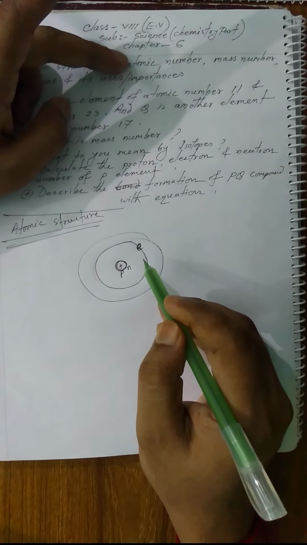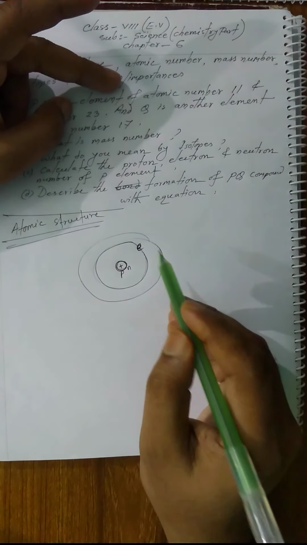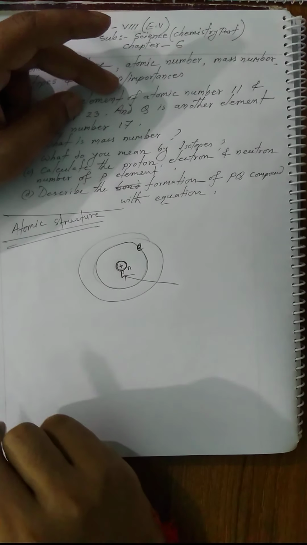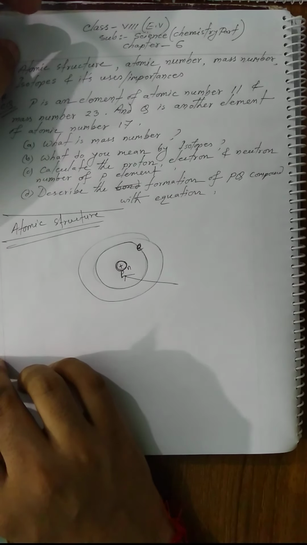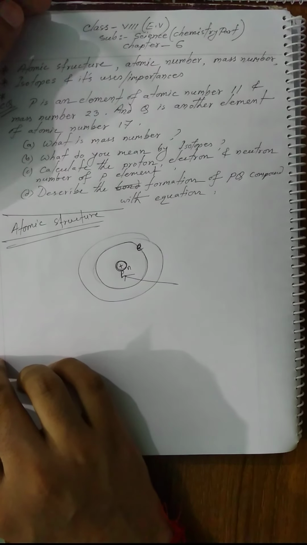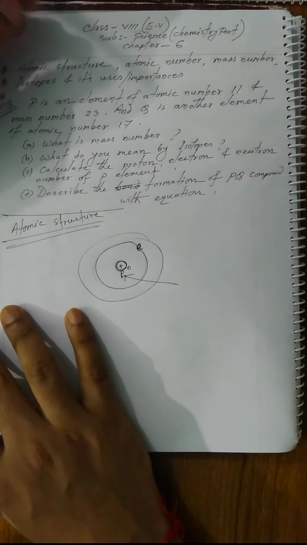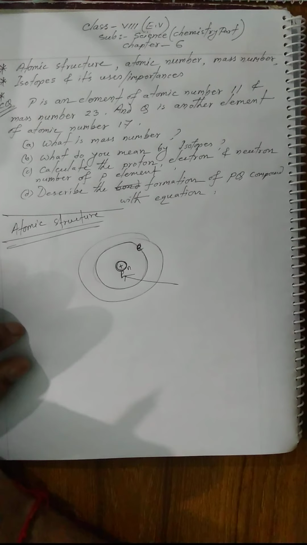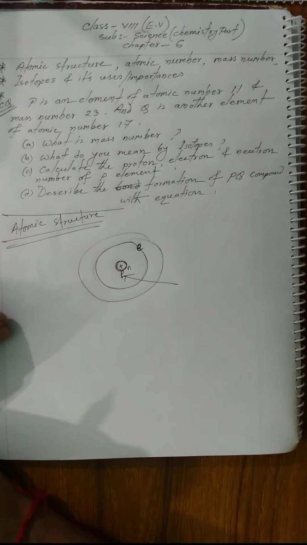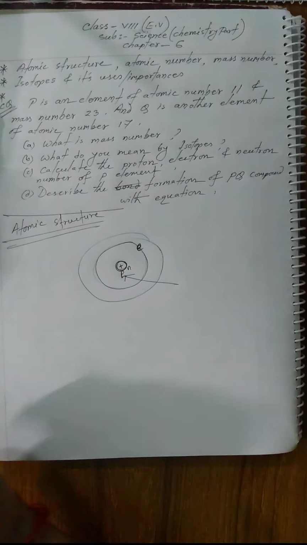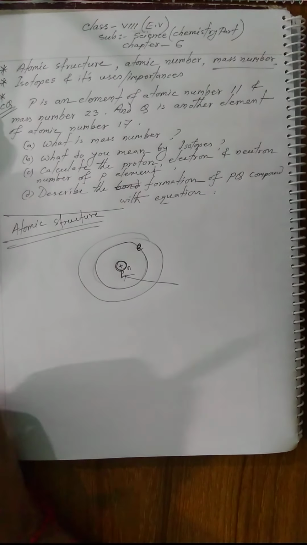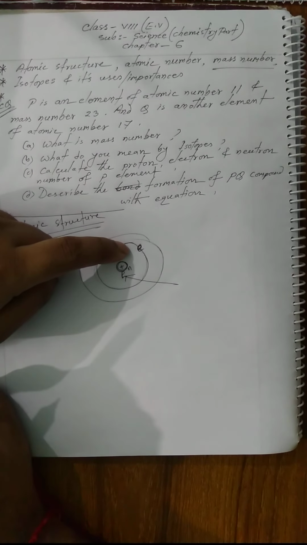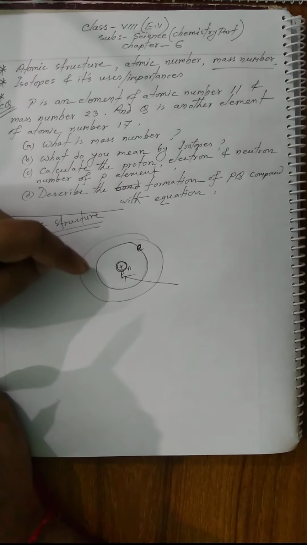Next, atomic number. So what is atomic number? The number of protons that are present in the nucleus of an atom of an element is known as atomic number. So atomic number means the number of protons present in the nucleus of an atom of an element. The number of protons and the number of electrons are equal in an atom.